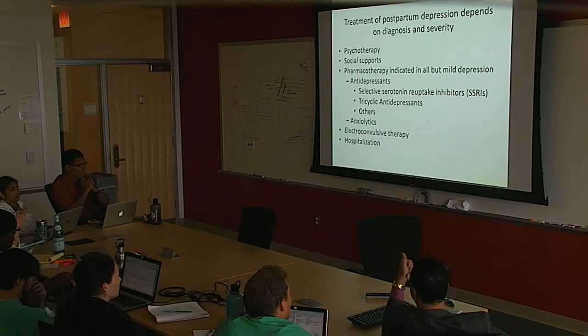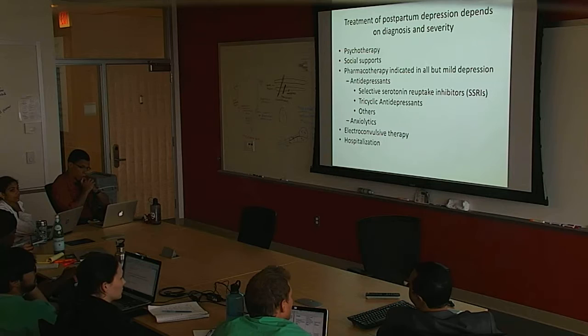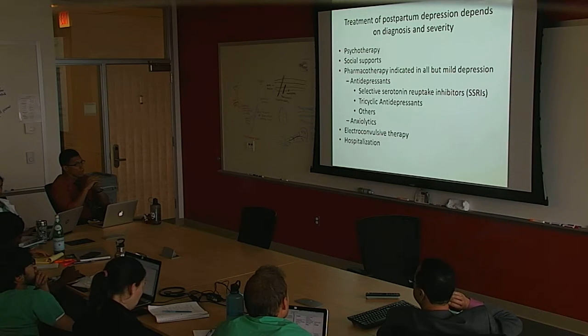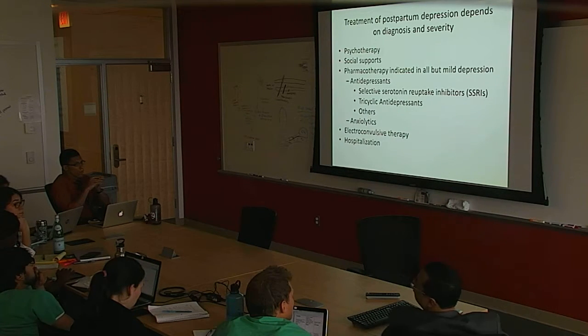Antidepressants: you can give her SSRIs or tricyclic antidepressants. SSRIs are used a lot. They're safe with lactation, like Zoloft, that's fine. Anxiolytics, like Klonopin or something like that, to calm her down if she's anxious. Electroconvulsive therapy we don't use a lot; hospitalization, especially if she has ideas to harm herself, or sedation.